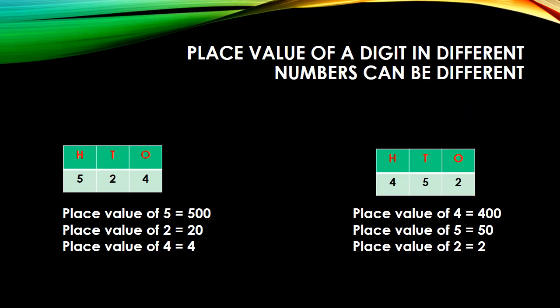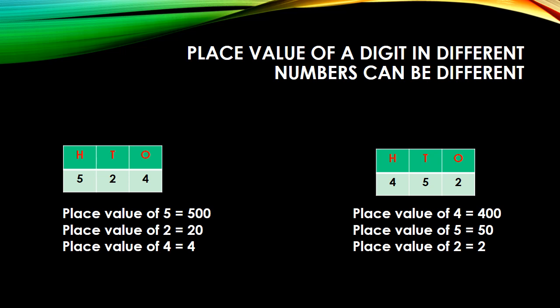Children, place value of a digit in different numbers can be different. For example, 524. Place value of 5 is 500. Place value of 2 is equal to 20. Place value of 4 is equal to 4. On the other side, 452. Place value of 4 equals to 400. Place value of 5 equals to 50. Place value of 2 equals to 2.